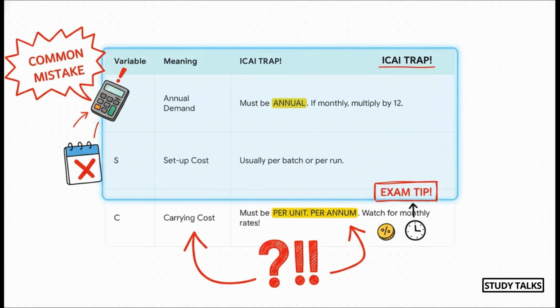Now, C is the carrying cost per unit per annum. This is trap number 2. They'll give it to you per month or as a percentage. You have to convert it to an annual per unit figure. See, the formula is designed to balance annual costs. If your inputs for D and C aren't annual, the formula spits out a totally wrong answer. Get D and C wrong, and you've lost all the marks for the question. This is the number one reason students mess this up.